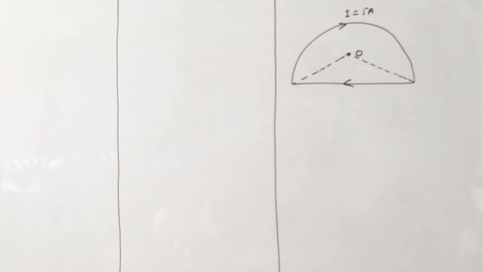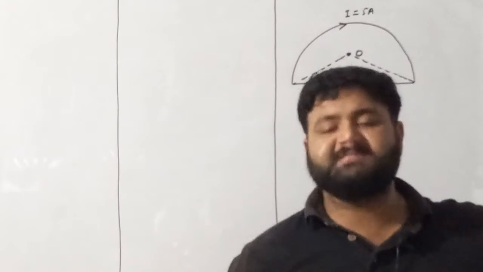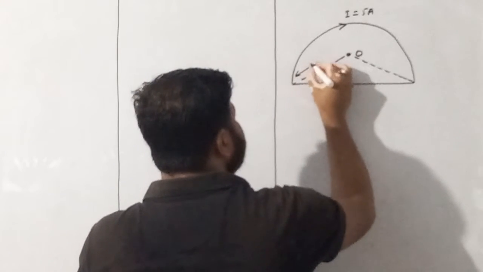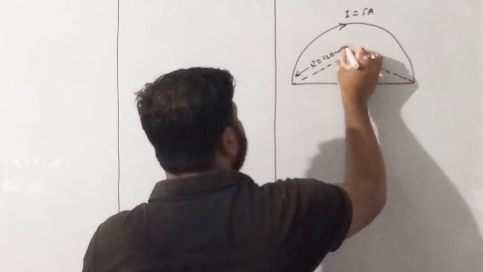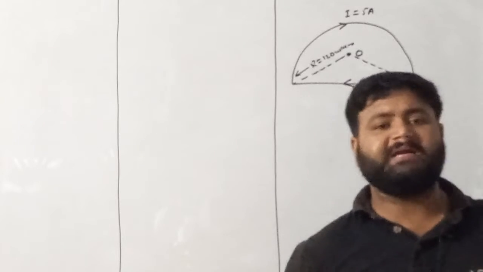So write down: find the value of magnetic field at point O if the current flowing in the given structure is 5 ampere. Let the radius of the structure be 120 mm.